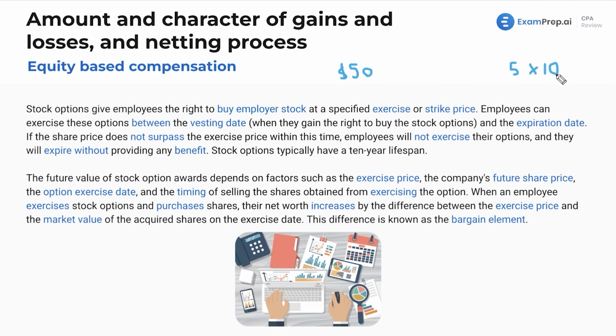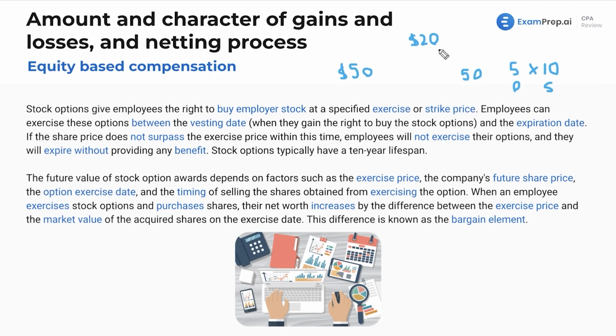An option, think of it like a piece of paper. It's an asset. It's something beneficial to you. So you have 5 options that entitle you to buy 10 shares each. So you're entitled to buy 50 shares at the price of $50. Now, let's say on the grant date, the stock on the open market is only worth $20. So it would be stupid to exercise this, because I could just go on the open market and buy stock for $20, whether I'm working for IBM, Google, any sort of company like that. I would not exercise this.